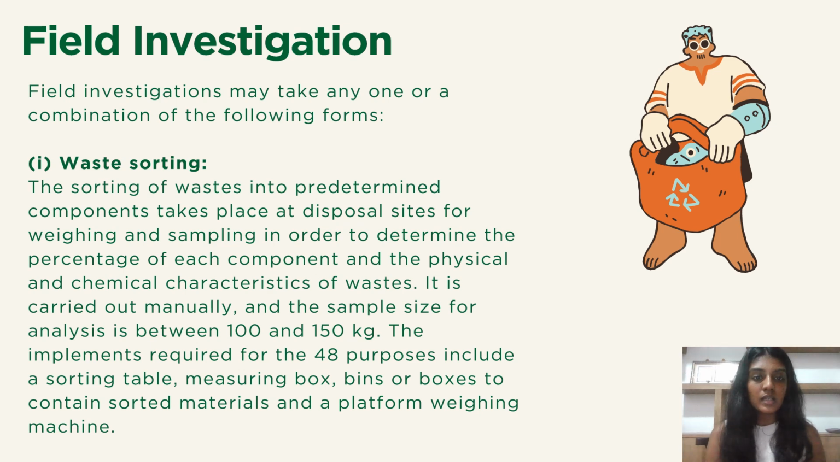disposal sites for weighing and sampling in order to determine the percentage of each component and the physical and chemical characteristics of wastes. It is also carried out manually, and the sample size of analysis is between 100 and 150 kg. The implements required for the purposes include a sorting table, measuring box, bins or boxes to contain sorted materials, and a platform weighing machine.